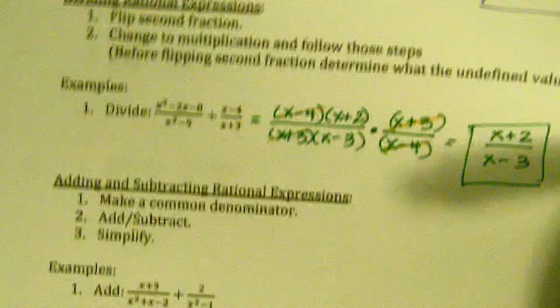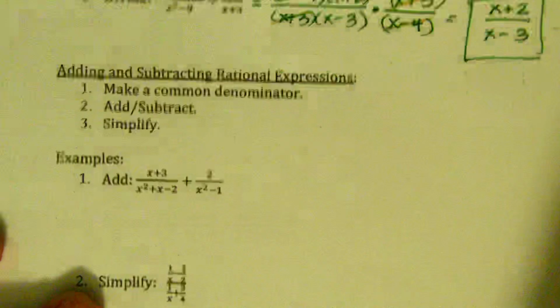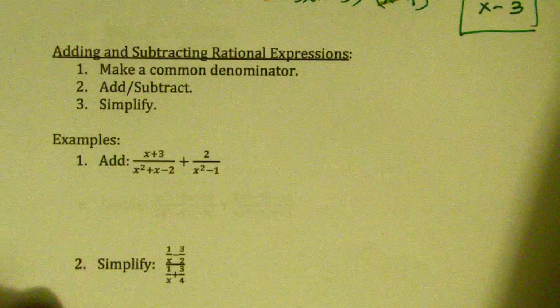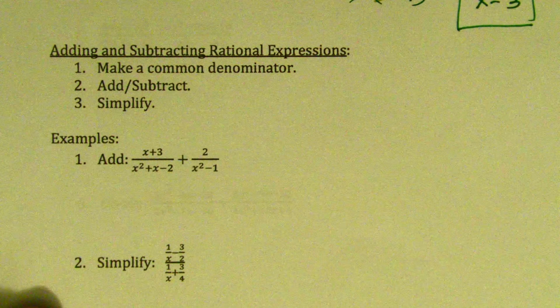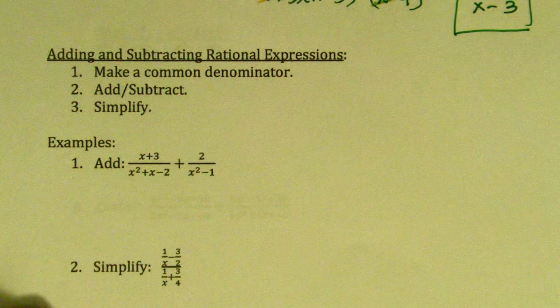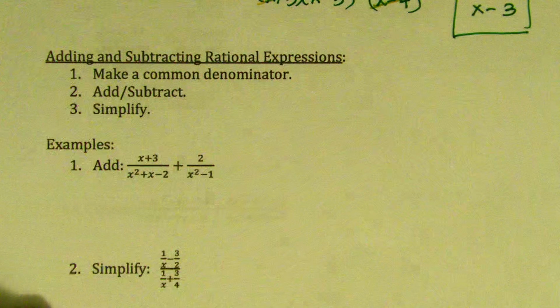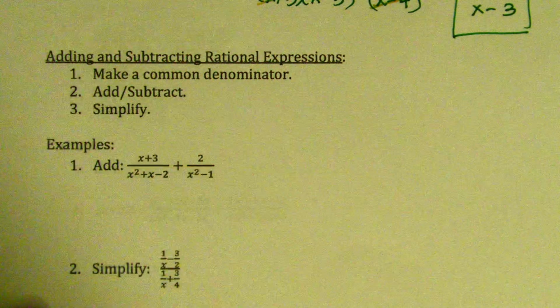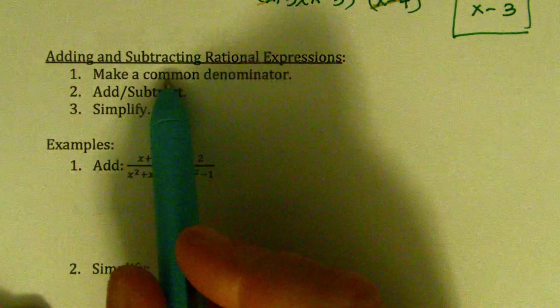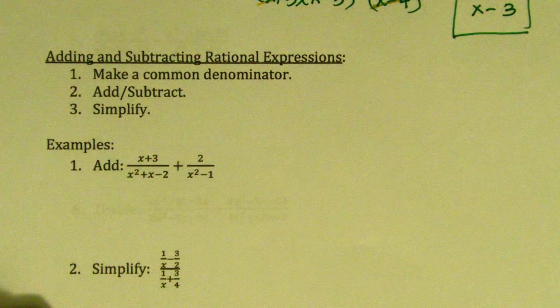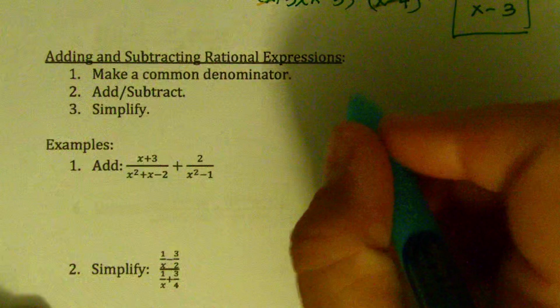Now, multiplying and dividing is definitely the easier of the operations with rational expressions. Adding and subtracting is a little bit harder. If you think back to elementary school or middle school when you first started working with fractions, when you were adding or subtracting fractions, you always had to have a common denominator, meaning the denominator had to be the same. So let's do a really basic one first.